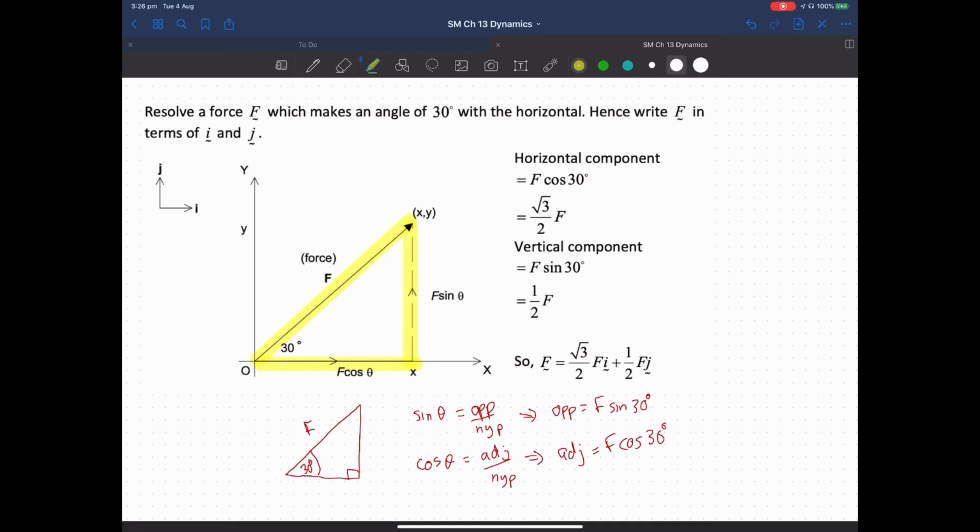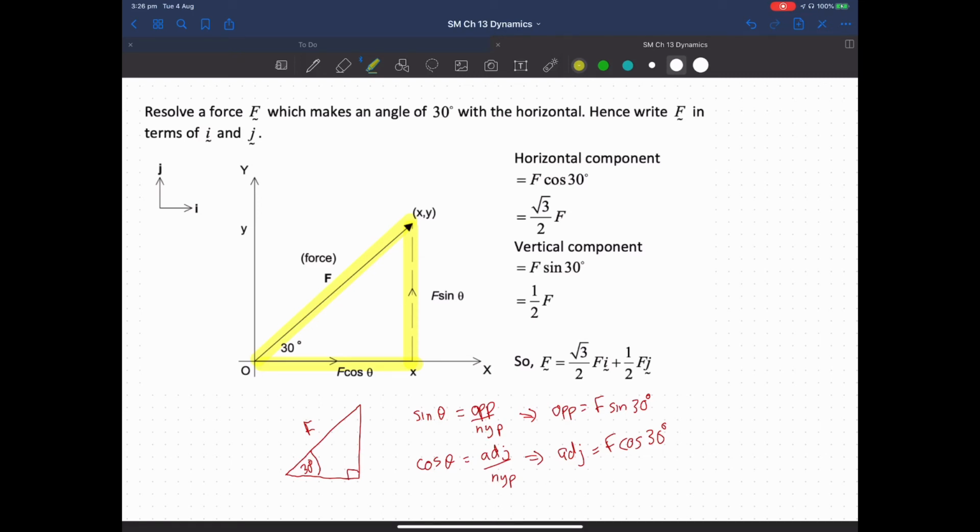So what does this mean? The horizontal component we know is F cos 30 degrees. We know the cosine of 30 degrees is root 3 on 2. So we now have the horizontal component is root 3 on 2 F in the I direction, the direction of unit vector I.